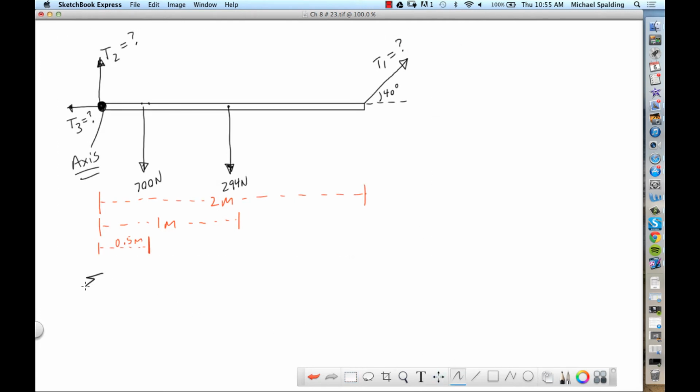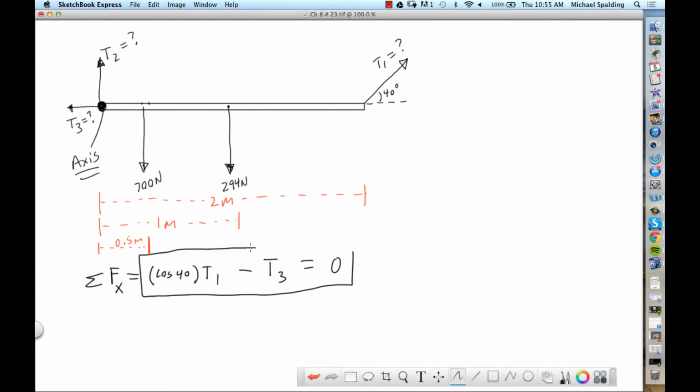Okay, so we're going to go like this. We sum forces in x. How many x forces do we have? 2. We have the x component of T1, and we have T3. So this is going to be cosine 40 T1. That's the x component of T1. And then minus T3 equals ma. Sum of the forces always equals ma. But is there an acceleration? No. So this goes to 0. Boom. We just wrote an awesome equation.